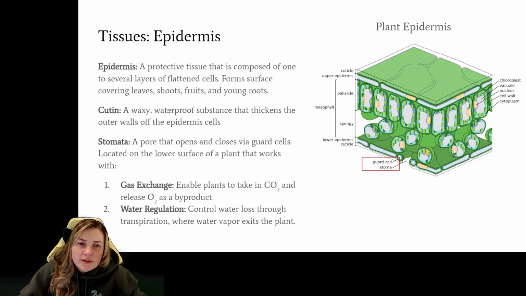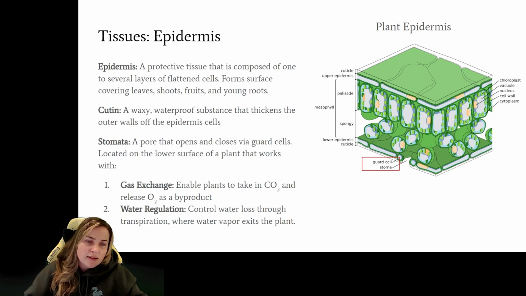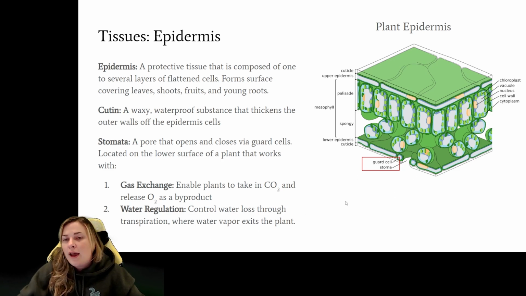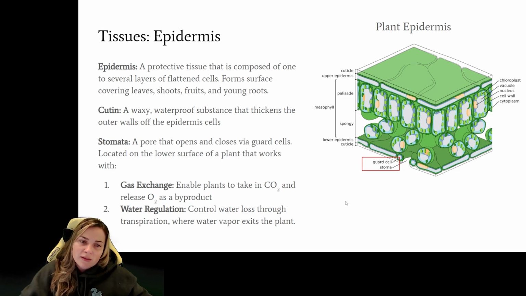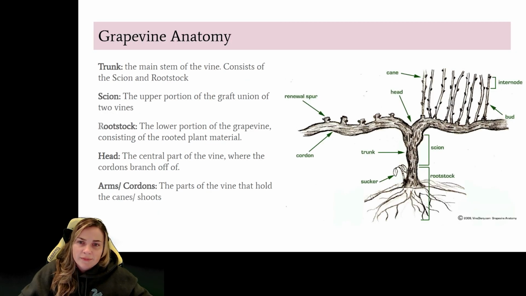So cutin is a waxy, waterproof substance that thickens the outer walls of epidermis cells. That helps to protect it. And then we have stomata. Stomata are really important because they help the plant take in carbon dioxide and release oxygen as a byproduct, right? And that's part of the process of photosynthesis, right? And then we also have water regulation. So it can help control water loss through transpiration, where water vapor exits the plant. We're going to talk more about photosynthesis and transpiration here in just a moment.